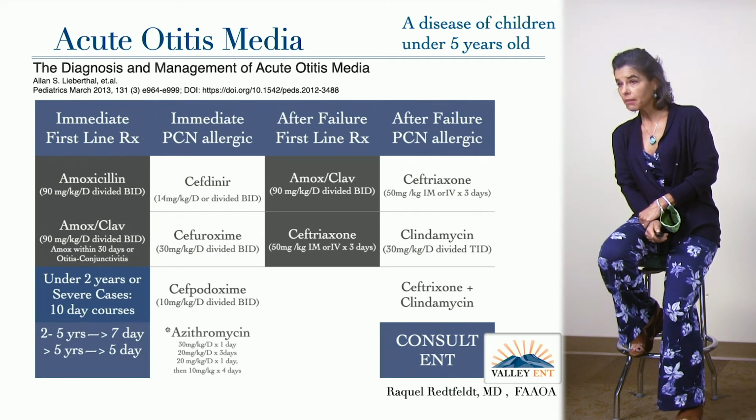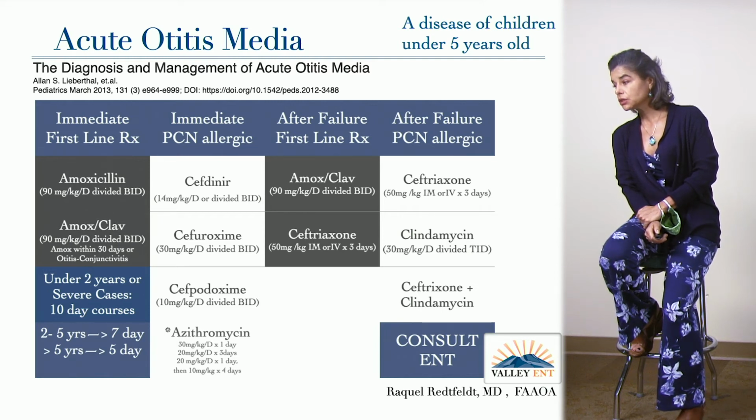So you're going to start off with the amoxicillin. Then if they present with otitis conjunctivitis, you're doing Augmentin. If they're under 2, you're doing 10-day courses. If they're 2 to 5, 7-day. If they're over 5, 5-day. If they fail on that, you're going to jump over to where it says after failure, first-line treatment is going to be Augmentin, and then potentially Rocephin shots.